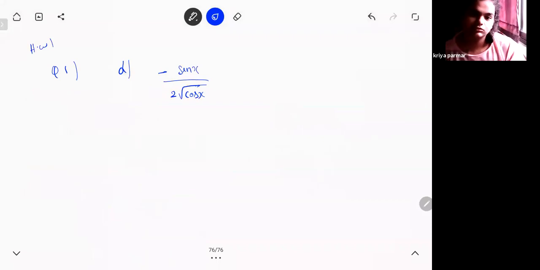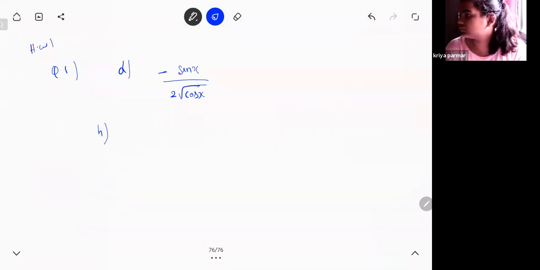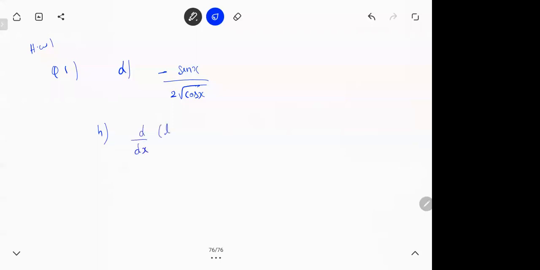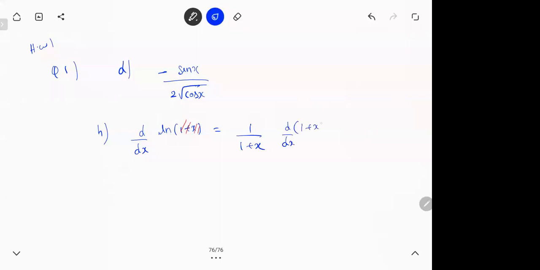Sir, H. Correct. Which one? H. H. F. Differential of ln x, no? See, this is ln of something. We didn't do any ln product. F. The differential of 1 plus x, that is 1 by 1 plus x times 0 plus 1. So 1 by 1 plus x is my f.